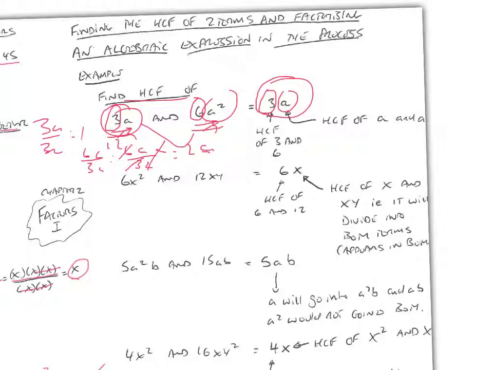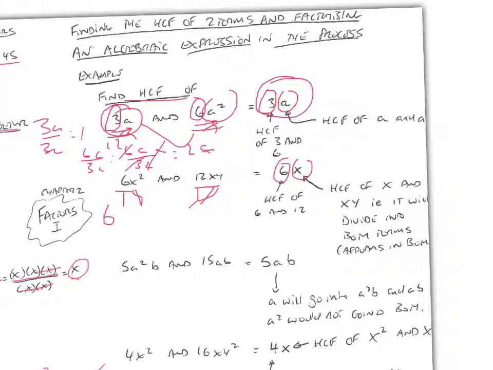Okay, so let's get the highest common factor of 6x squared and 12xy. We'll look at the 6 and the 12. 6 is the highest common factor of both of those. And what term out of these will go into both? Well, x will go in there x times, and will go in there y times. Okay, so x is the highest common factor because it will divide into both terms. Let's see how it does that.